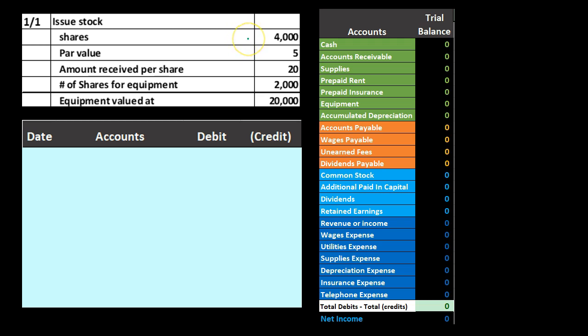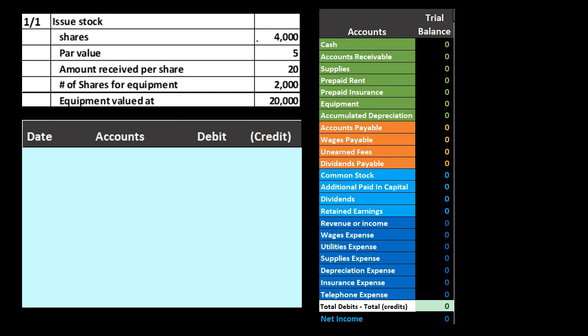So we have 4,000 shares. The par value is $5. The amount received per share is $20. What does that mean? Why are these two, par value and amount received, why are those different? The 4,000 shares are pretty straightforward.